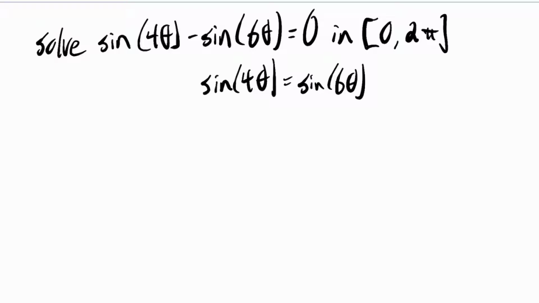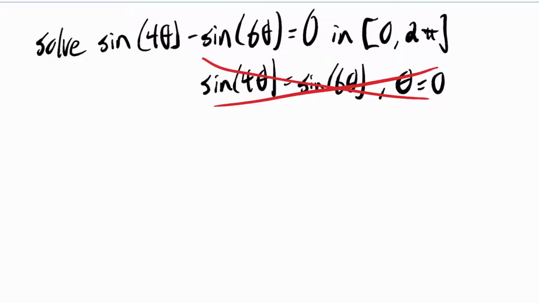You could conclude, oh, well, what if theta is 0? Theta equals 0. Hey, that's a solution. Yeah, but then you're not going to be able to get any of the other solutions. So this really won't work to get all the solutions. So we have to do something different. I need to use a sum to product formula.